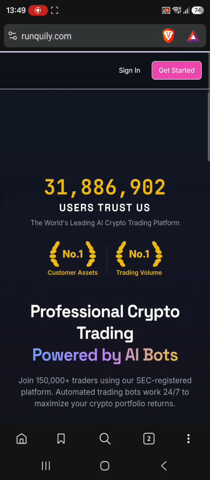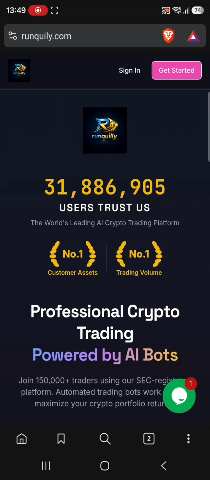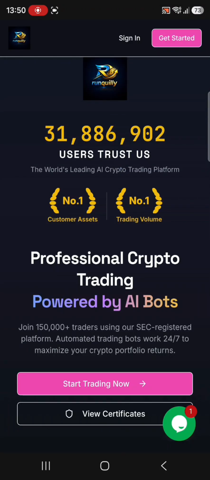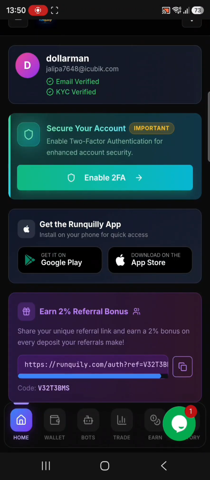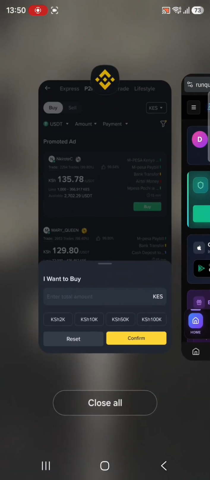So just go to your browser right now and search ranquilly.com. That's where you get your arbitrage opportunities. So make sure you do the right thing. Make sure you sign in, and if you don't have an account, you just register and you verify your email and KYC.